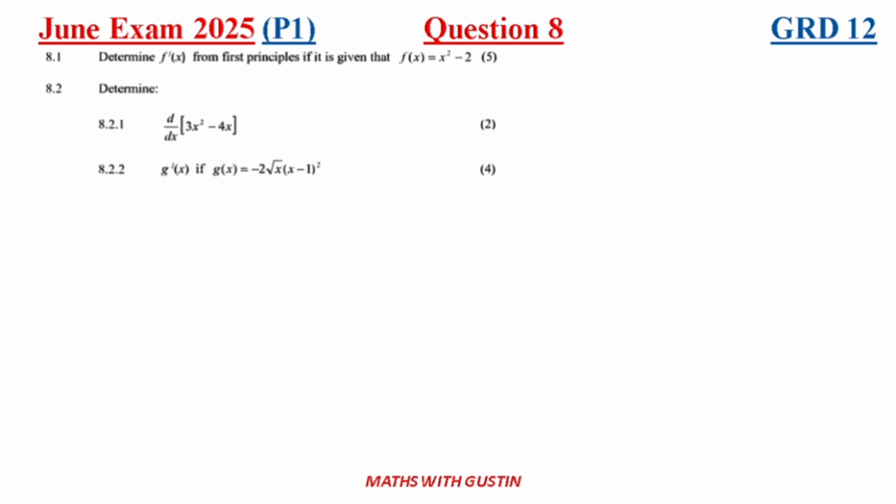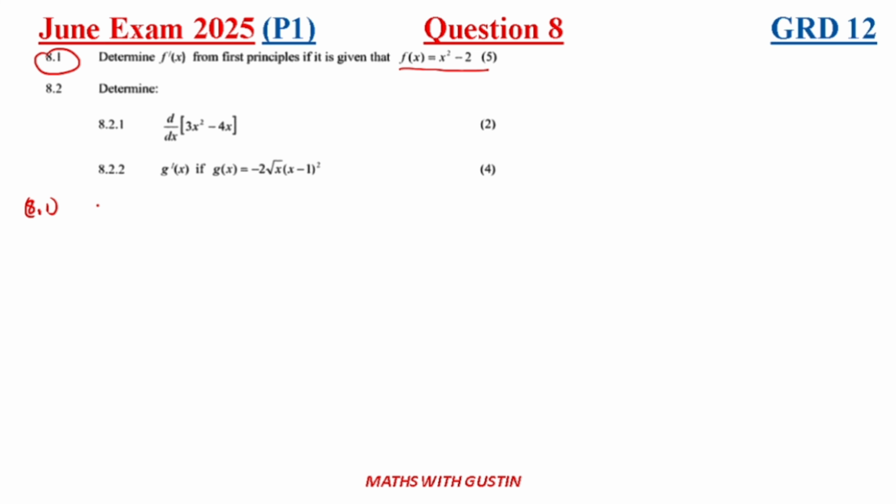This question has 3 parts, 8.1 to 8.3. Alright, so the first question says: determine f prime of x from first principles, given that f of x is equal to x squared minus 2. Okay, 8.1.